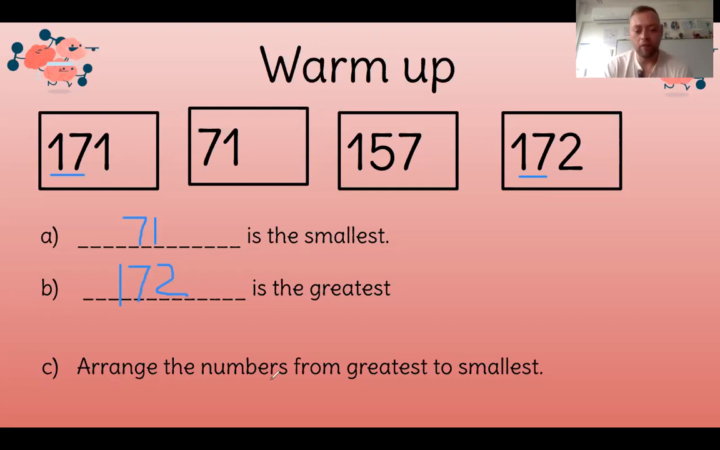Part C, arrange the numbers from greatest to smallest. Okay, well, if I know what the greatest is and I know what the smallest is, all I've got to do is work out the other two. So which one's greater, 171 or 157?